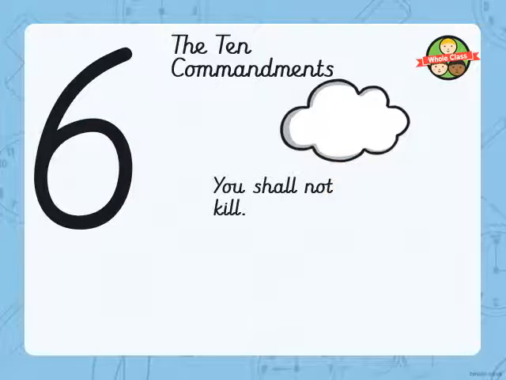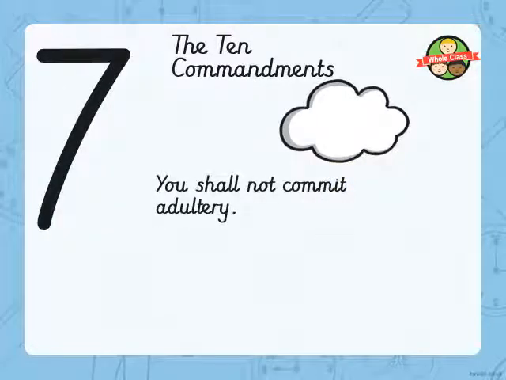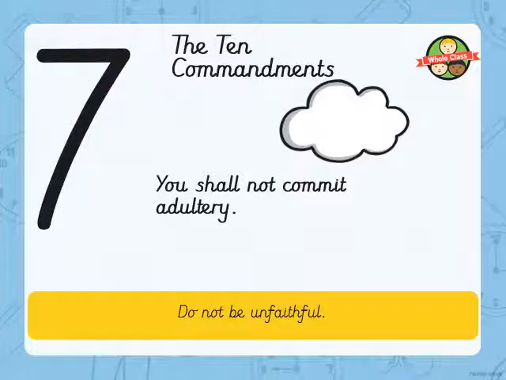Number 6, thou shalt not kill. So you should not harm anyone. That includes, I would say, if you saw, for example, a little bird in the playground or something like that, you wouldn't go over and hurt it. So you would only help it. Number 7, thou shalt not commit adultery. So it means that you should not be unfaithful.